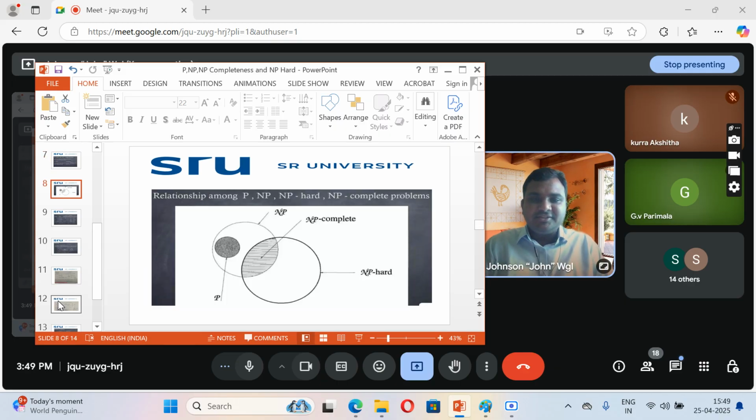You can see here this one. This is NP. The small part is P. The total is NP. Then this is NP hard. This part is NP complete, the union of NP and NP hard.